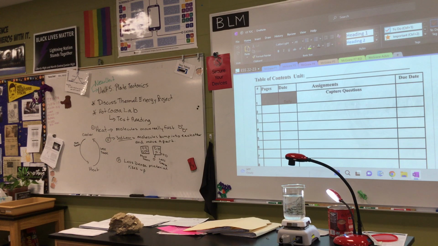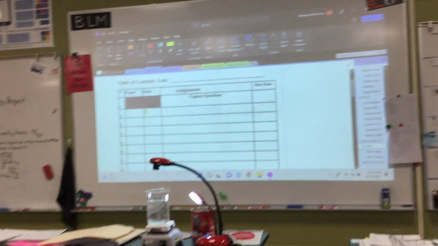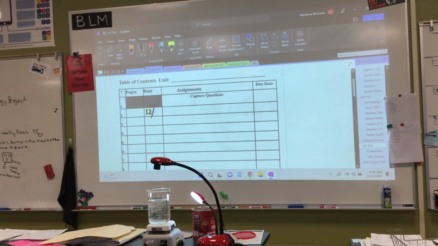Oh, it looks like last time we were together, my pen wasn't working. Let's see if we can get it working today. So I believe the last time we were together was 12:8 that we wrote in here? And that was convection current, convection current reading. Today is 12:12, so let's go ahead and fill that in.